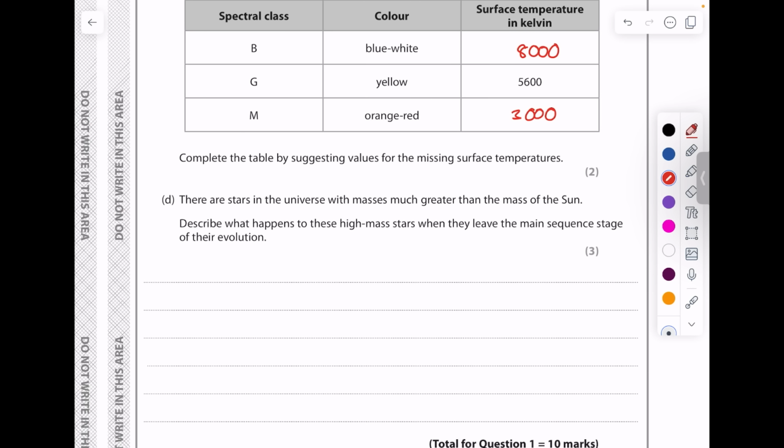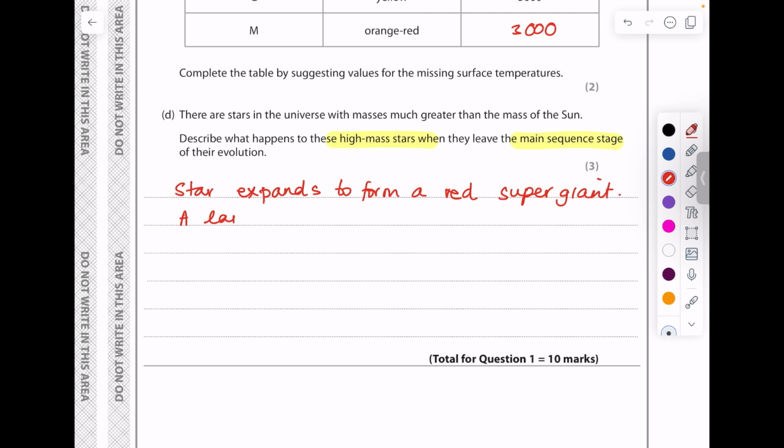There are stars in the universe with masses much greater than the mass of the Sun. Describe what happens to these high mass stars when they leave the main sequence stage of their evolution. So we need the high mass and we need it after the main sequence, so don't be talking about protostars. So we know that the star expands to form a red supergiant. A large explosion called a supernova occurs. A black hole or neutron star is formed.